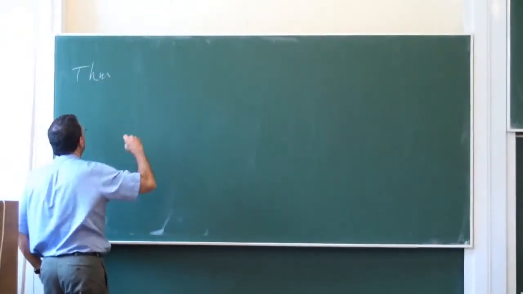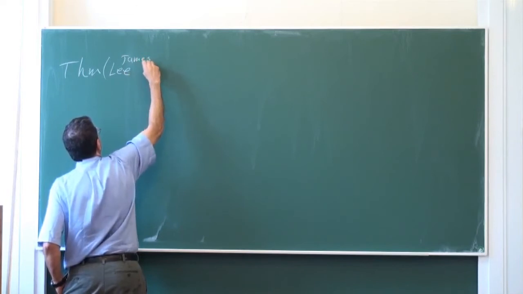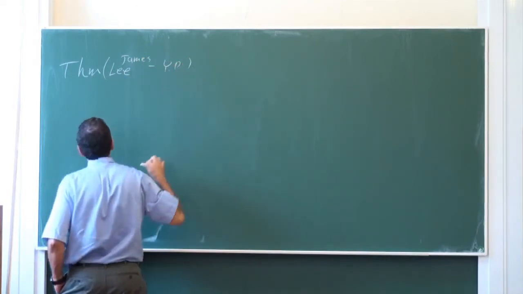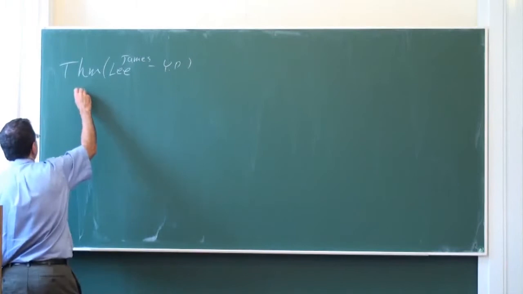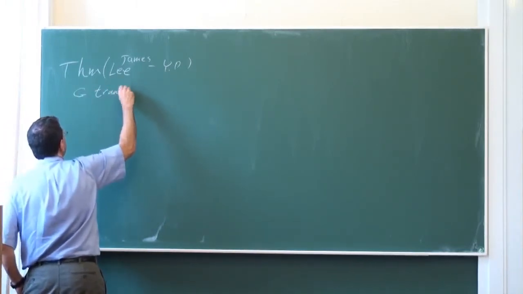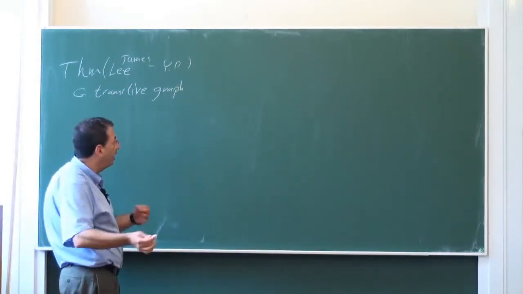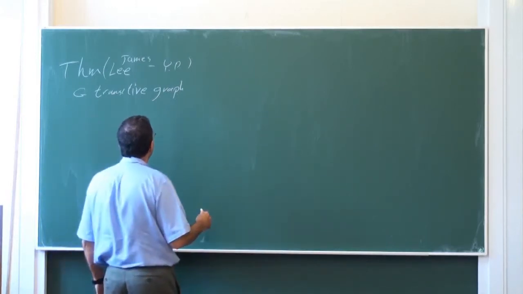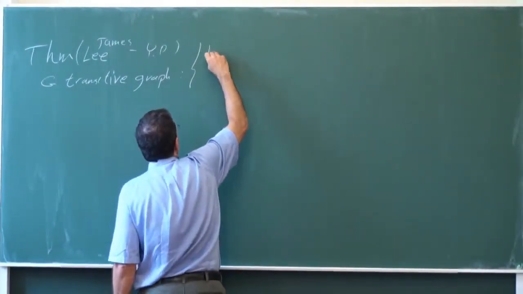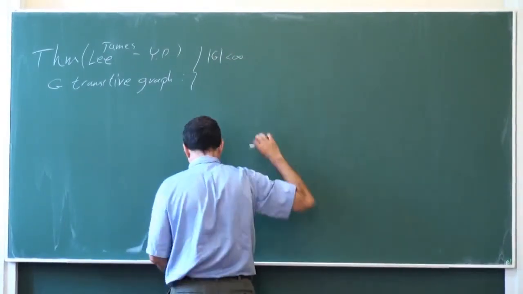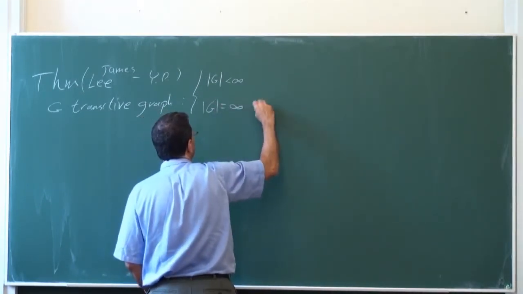The theorem I want to prove now, which is in a joint paper you can find on the archive with James Lee, is the following. So we're going to take a G, a transitive graph. And it means all vertices look the same. And then we'll have two cases. One in the case when G is finite, and the other is the case that G is infinite and G is amenable.